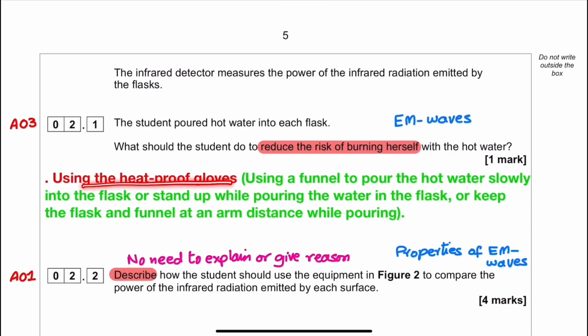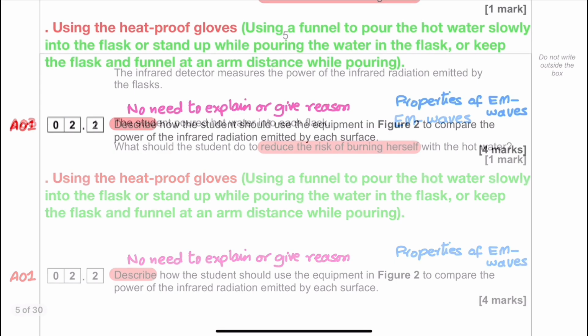Using the heat-proof gloves, using a funnel to pour the hot water slowly into the flask, or stand up while she is pouring the water in the flask, or keep the flask and the funnel at an arm distance while pouring. So different options are given here for the students. For the exam point of view, they can use one of the options to get 1 mark.